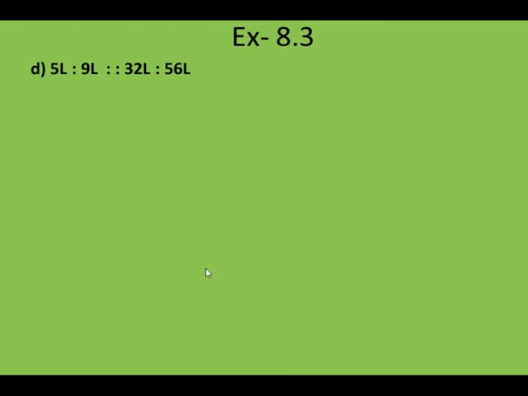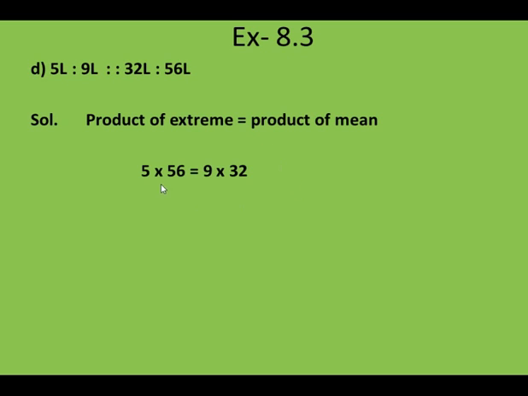Then we are having D part. Here 5 liter is to 9 liter proportion 32 liters to 56 liters. So what we have got, product of extremes is equal to product of means. So 5 into 56 will be equal to 9 into 32. So let us multiply them. So we have got 280 equal to 288. So the values are not equal, so they are not in proportion.